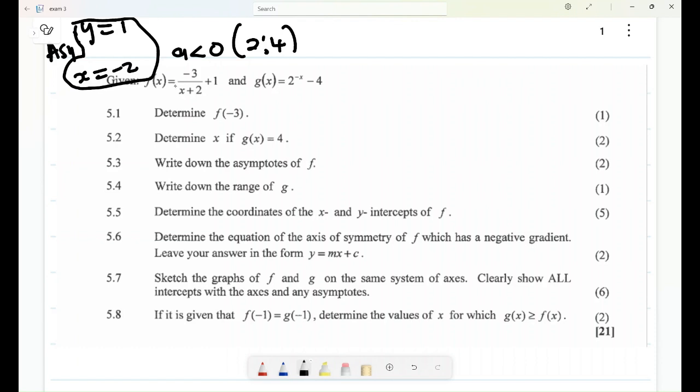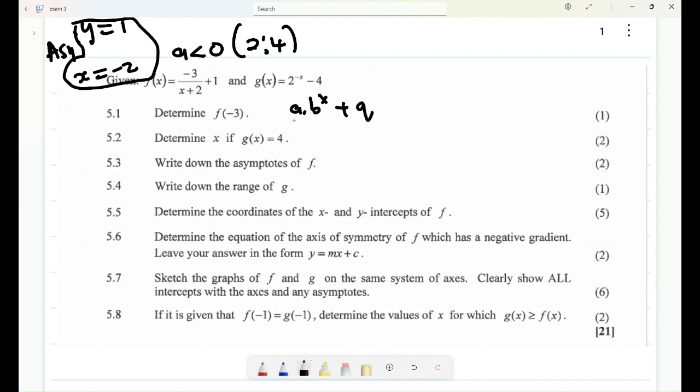When they want an axis of symmetry, I take this part. If they want negative, I put negative here. If they want positive, I just leave it like that. Then let's move on to this graph. I have 2 to the power of negative x minus 4. So this graph is a times b to the power of x, plus or minus q.